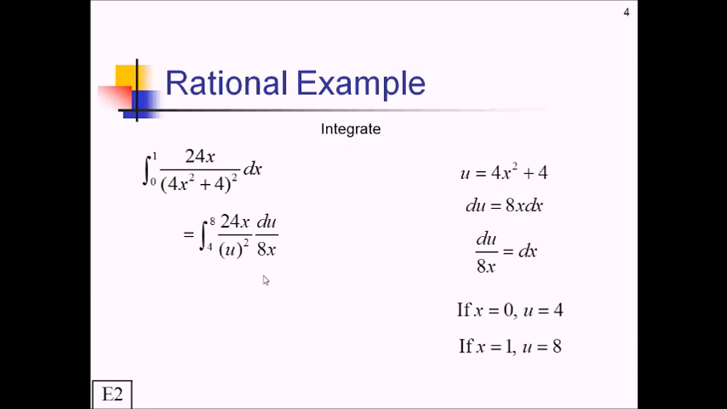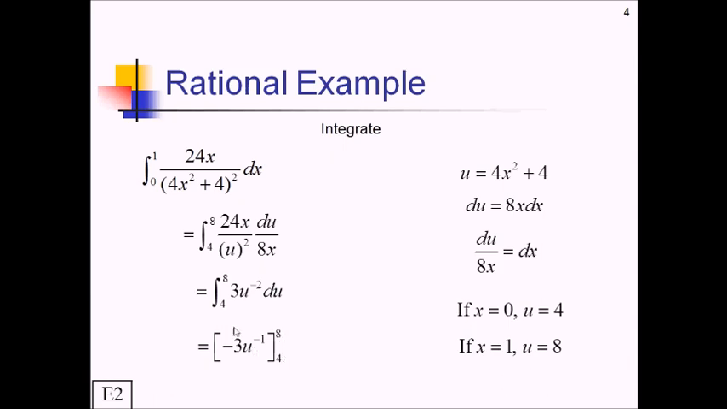happens at once. And now I can cancel out the 24x and the 8x. That's going to leave me with a 3 up here. And I'm just going to write this as u to the negative 2 du. Bumping up that exponent to a negative 1 and dividing, I've got negative 3 u to the negative 1. And I'm putting that in an evaluation box, evaluating from 4 to 8.